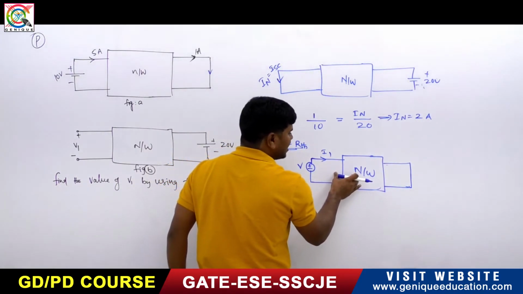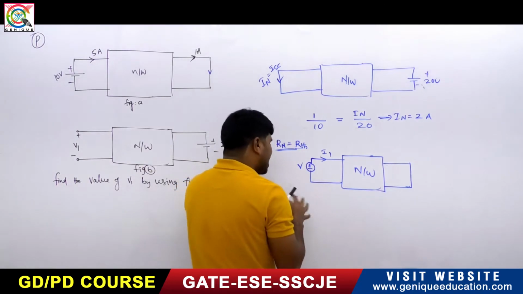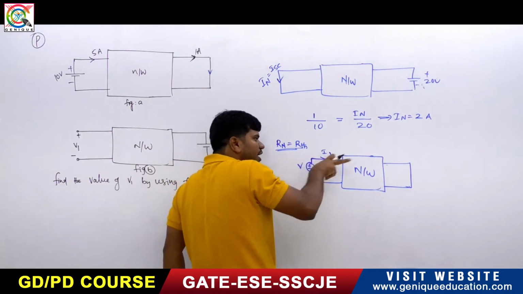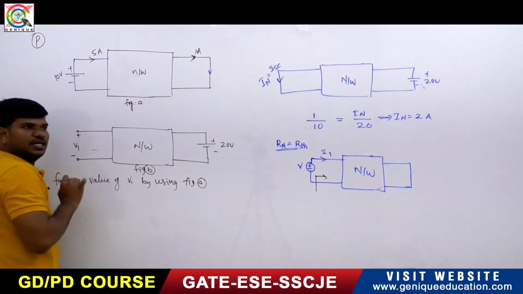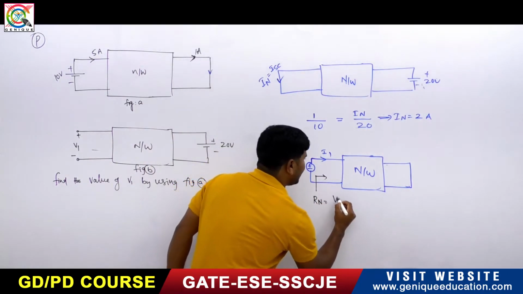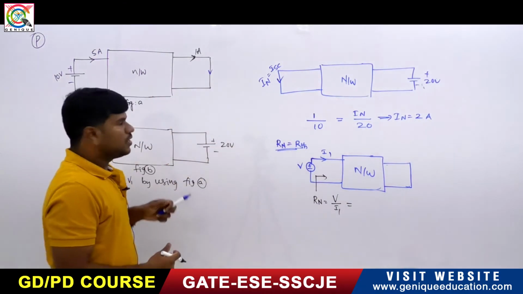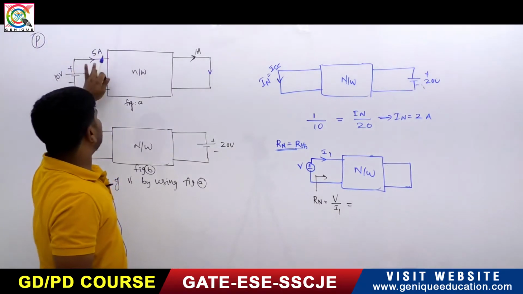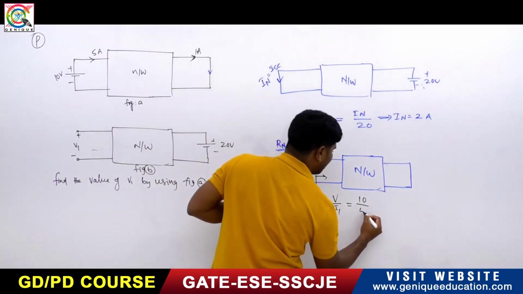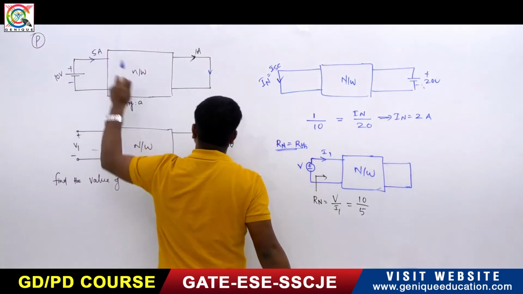Now if you observe, it appears like this. What is RTH? RTH is nothing but the resistance looking into this network. So from this, RTH or RN is equal to V divided by I1. That is excitation divided by response. Excitation is 10 and the response is 5.